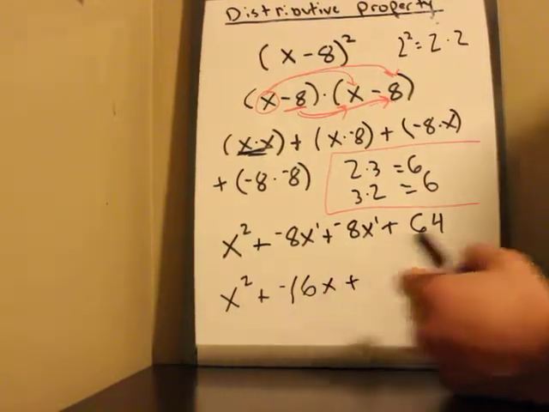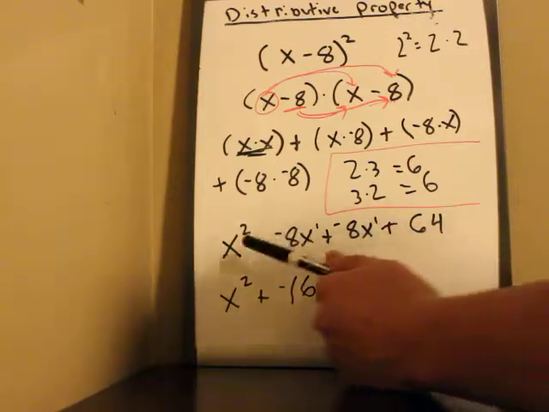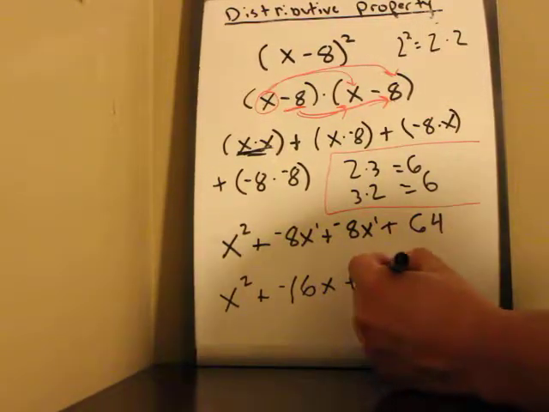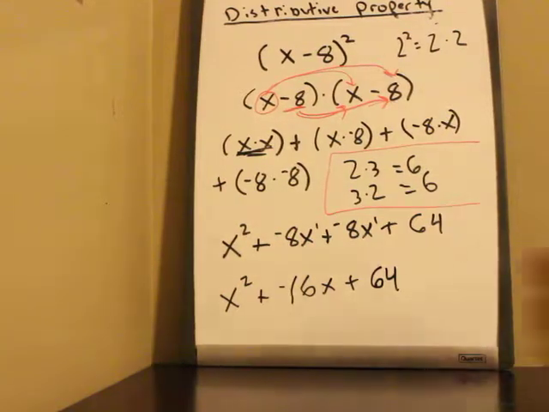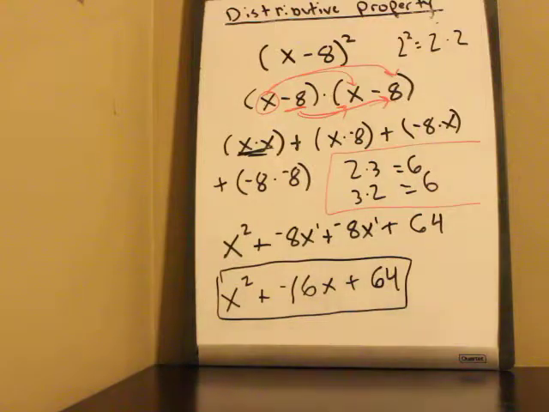Plus, now this is our only constant term. There's no other term here that has 64. So plus 64. At this point, we are finally finished. We have simplified this as far as we needed to. Hopefully this helped.